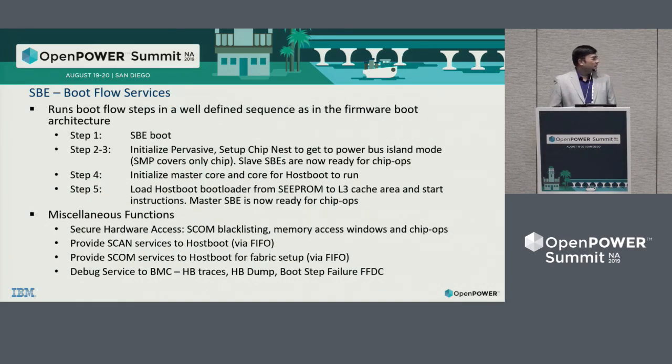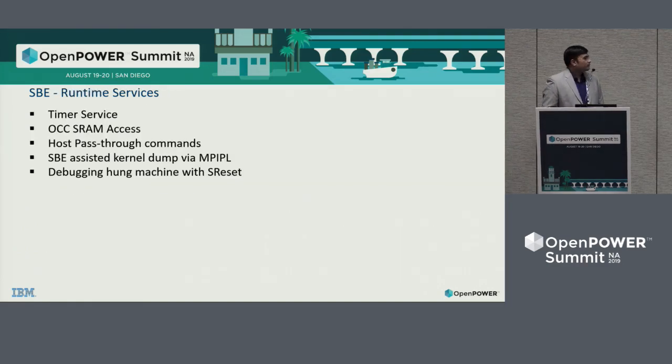I think I'll skip this chart because we kind of covered this, but in addition to the basic boot steps, we provide secure hardware access, blacklisting, memory access, and the chip ops, which we spoke about. The scan access to host boot via FIFO. So before the power bus is initialized, it goes by the FIFO. SCOM services to host boot for fabric setup, and then the debug services to BMC. Like in the lab, you want to grab the host boot traces or the host boot dump. You can get it from the SBE.